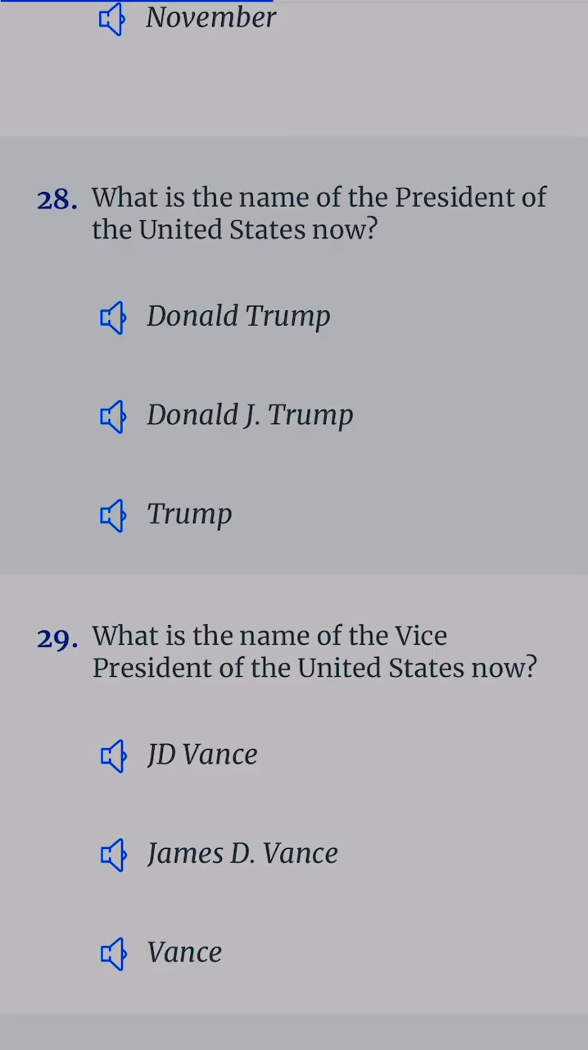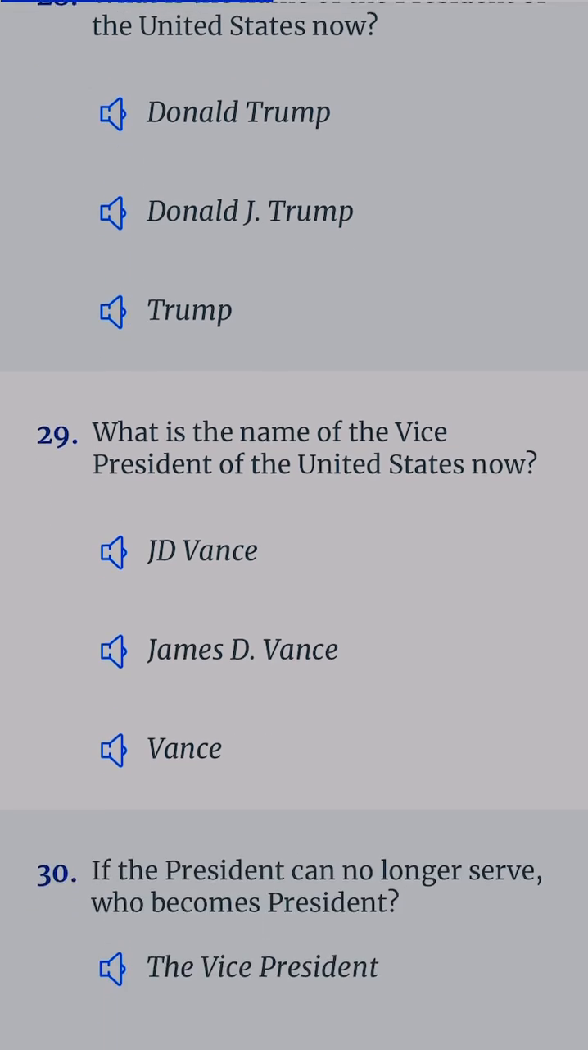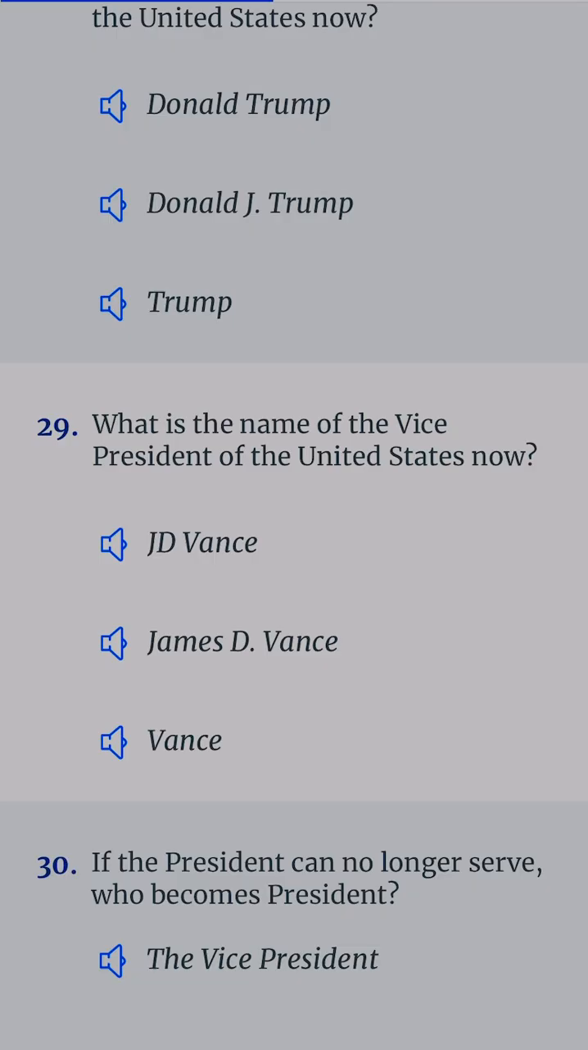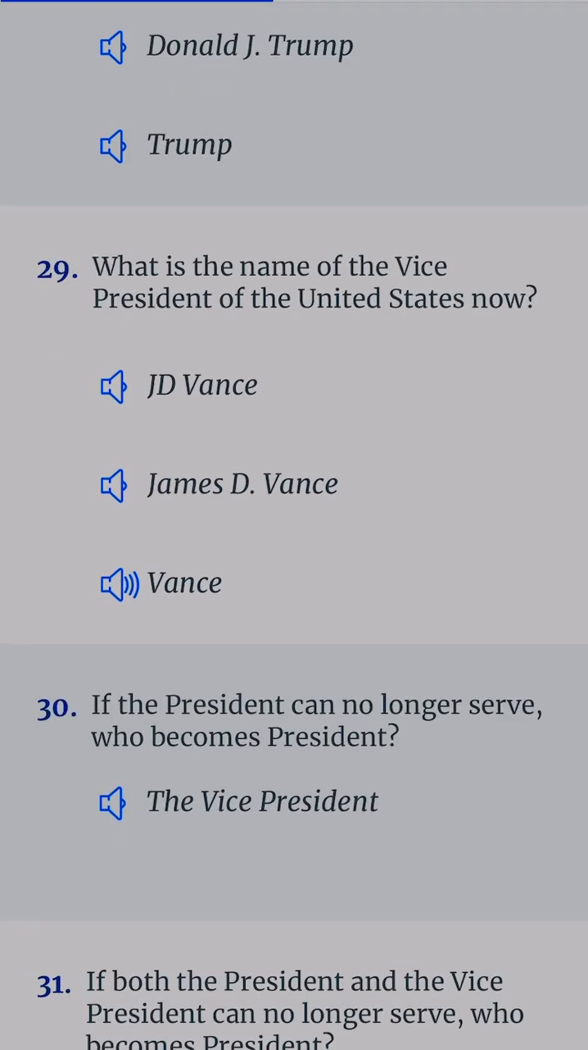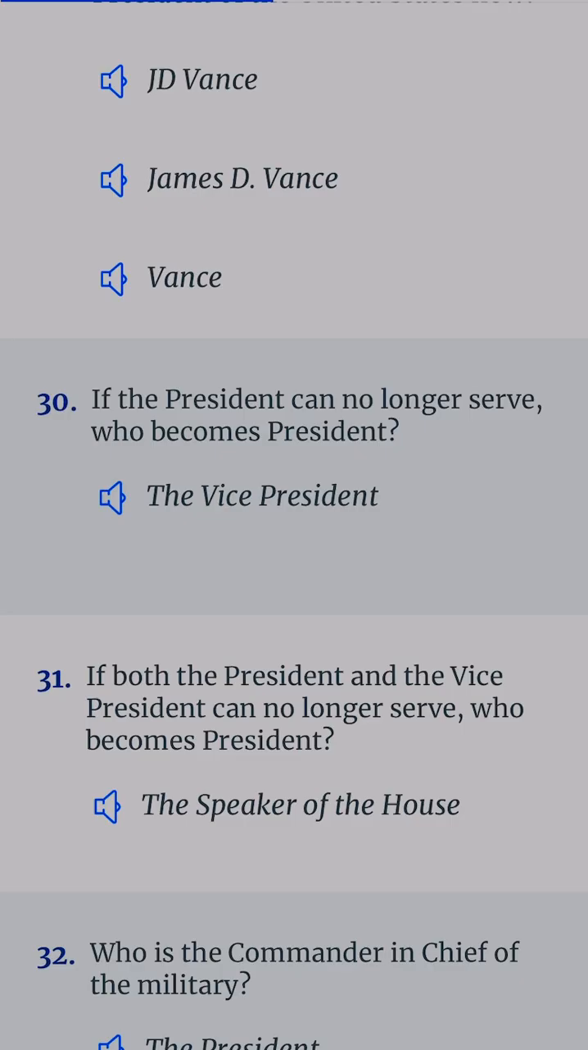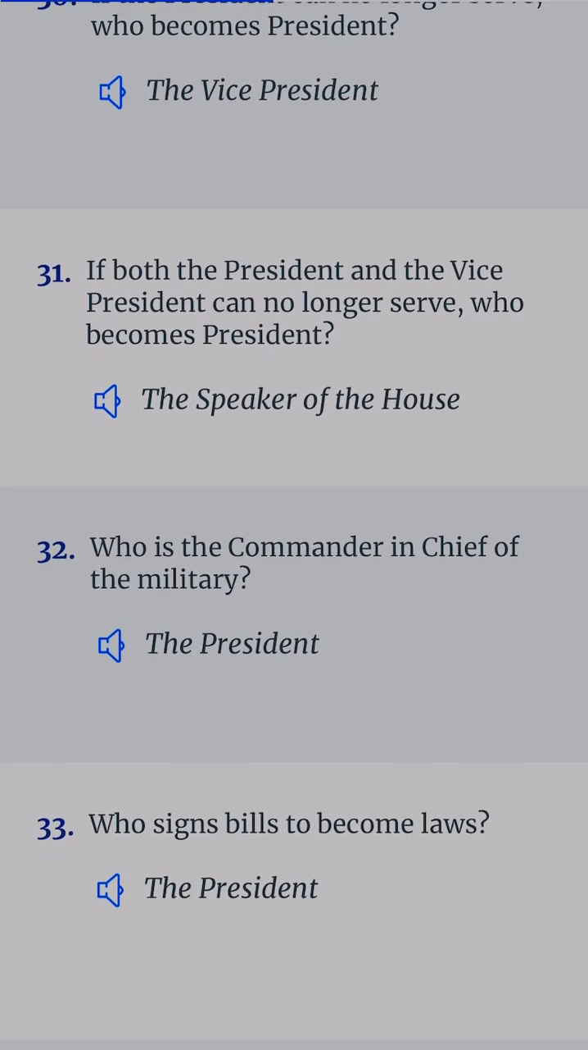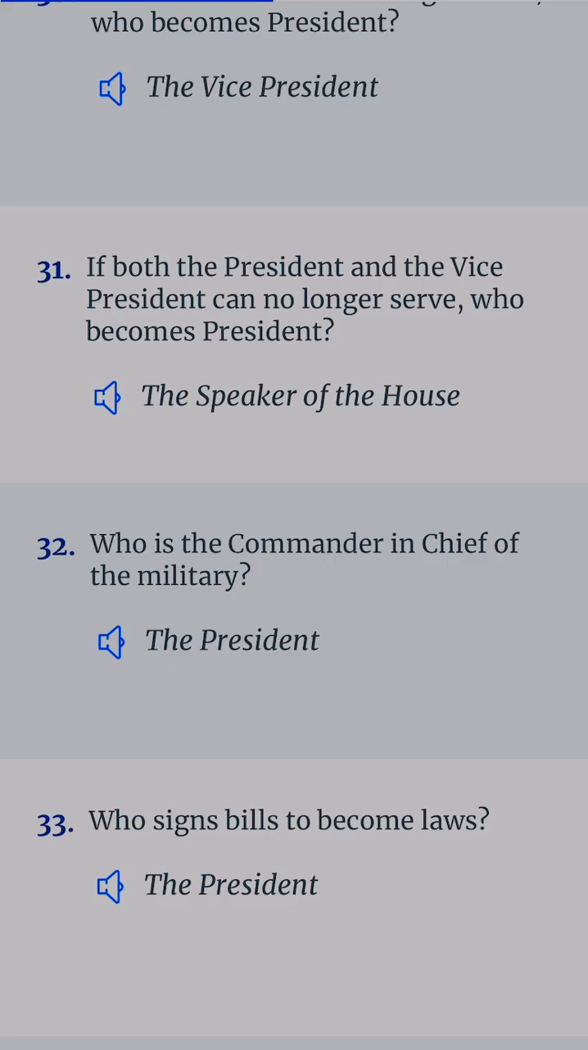What is the name of the President of the United States now? Donald Trump. Donald J. Trump. What is the name of the Vice President of the United States now? J. D. Vance. James D. Vance. If the President can no longer serve, who becomes President? The Vice President. If both the President and the Vice President can no longer serve, who becomes President? The Speaker of the House.